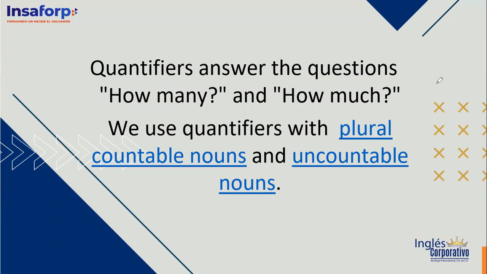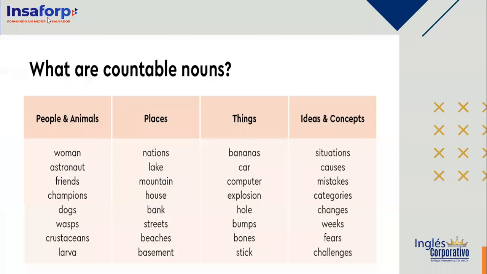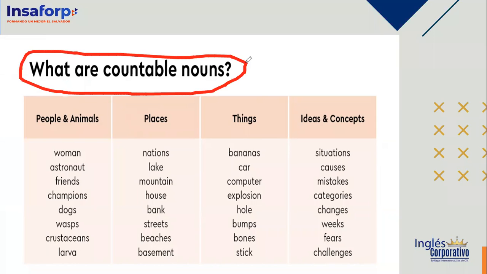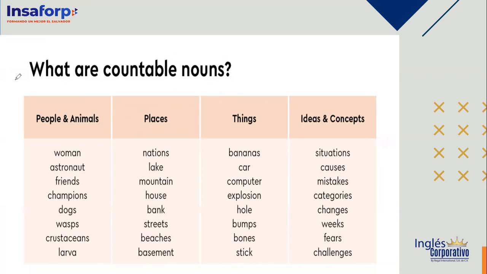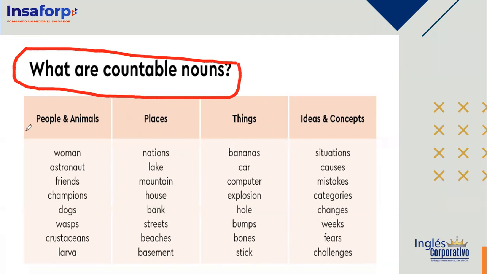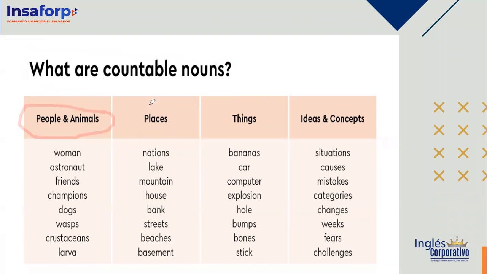Okay, but maybe you are asking yourself, what's the meaning of countables or uncountables? Or maybe you are asking for some examples related to countables. Countables are all the nouns that you can count. And here it says, what are countables? Andrea, what are countables? We have countables for people. Continue, Alexandra. Places. Okay, Geraldine. Things. Yes, Luis Miguel. Ideas and concepts.